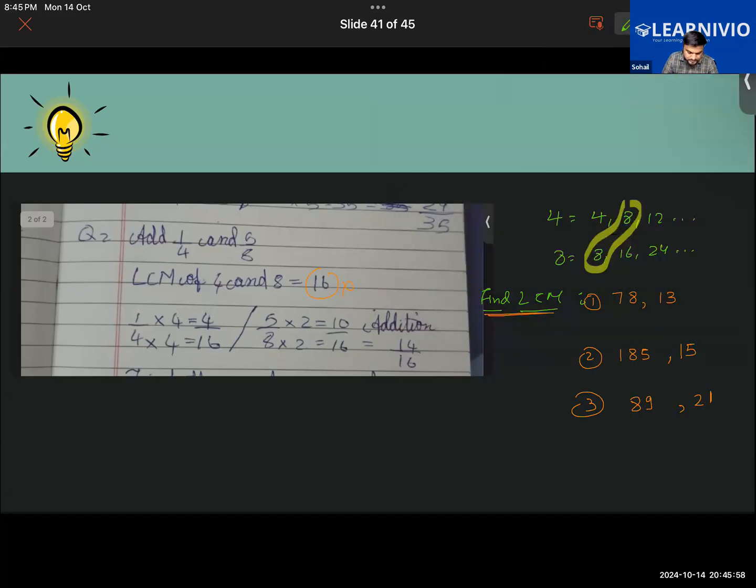Sir, in finding the LCM of 78 and 13, can I use 13? Yeah, of course you can use 13. 13 is a prime number, you can use it.